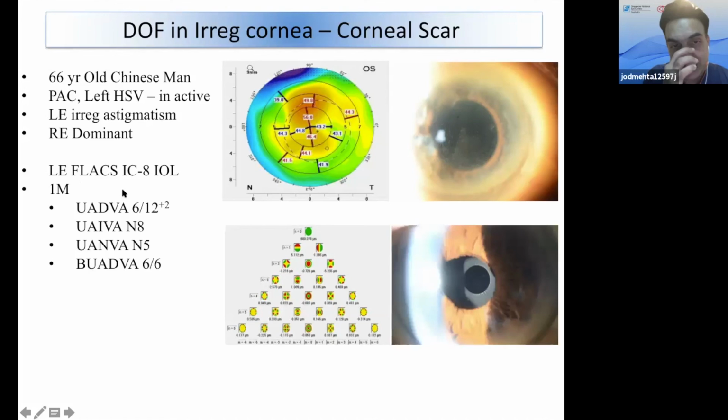So I did an IC8 for him using FLACS because I wanted to neutralize this effect of astigmatism on the surface. One month post-op, he's reasonably good, 6/12, N8 for intermediate and N5 for near. The other eye, he's got a monofocal lens that I did for him afterwards, just a monofocal setting for distance.